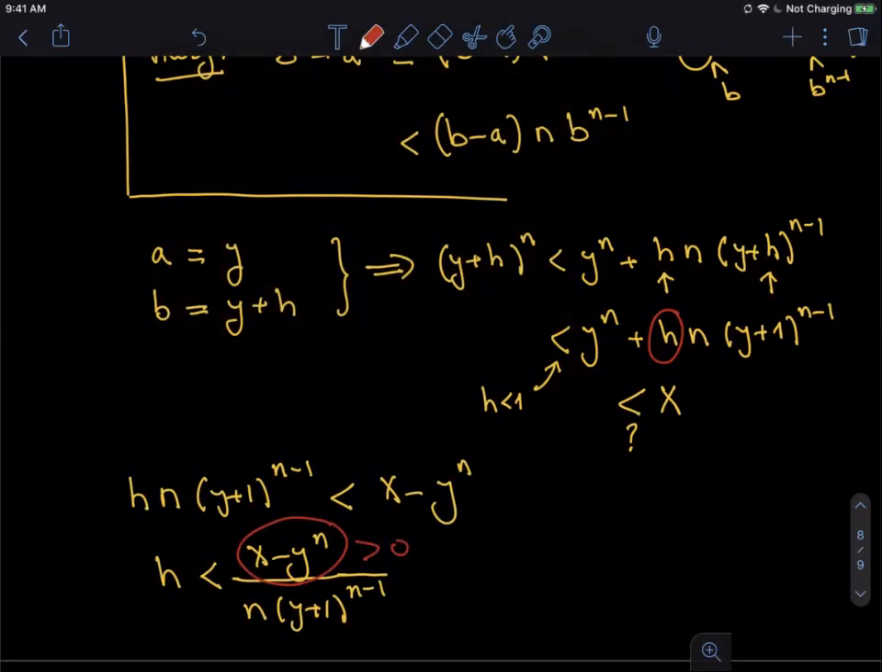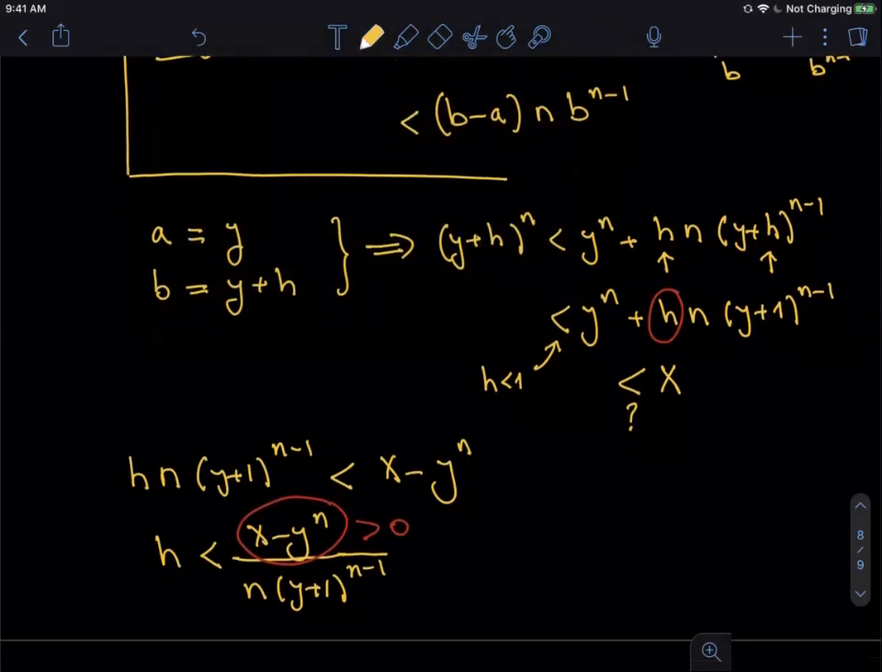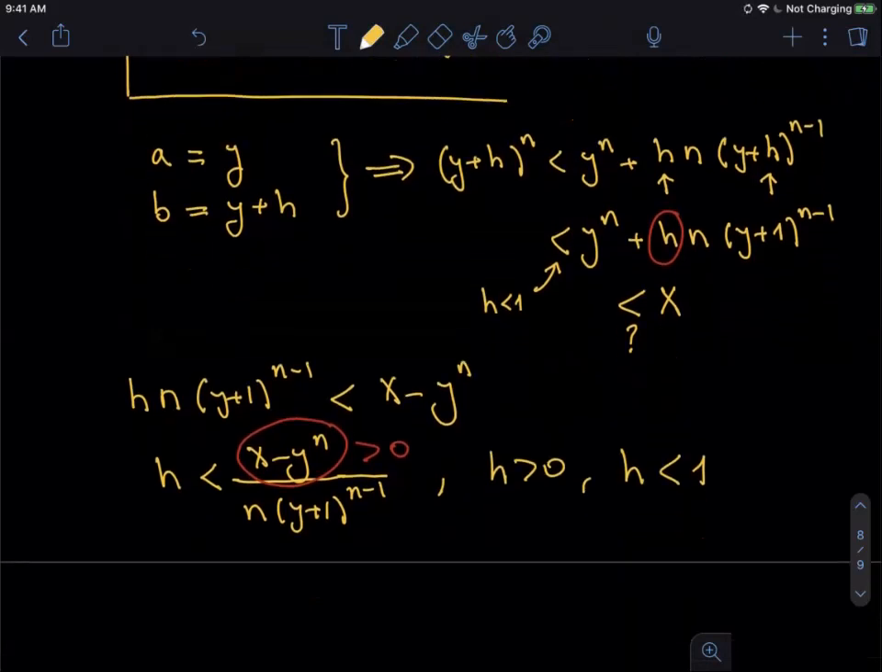Okay, notice that this is positive. Otherwise we would not be able to do this, okay? Because remember, we are assuming that h is positive and that h is less than 1. Lucky for us, these three are compatible, okay? Because if (x-y)^n divided by n, and so on, is less than 1, good for us. If it happens to be bigger than 1, then any h that is less than 1 works, okay? So you can take it as small as you want. As long as it's positive, it's going to work.